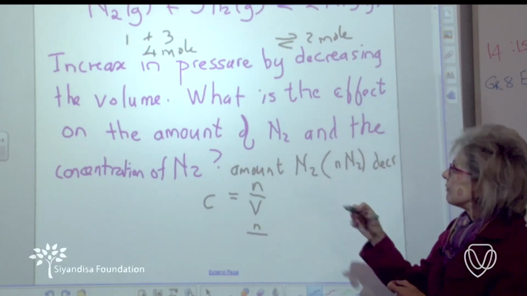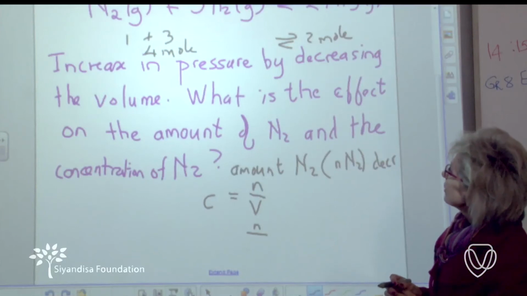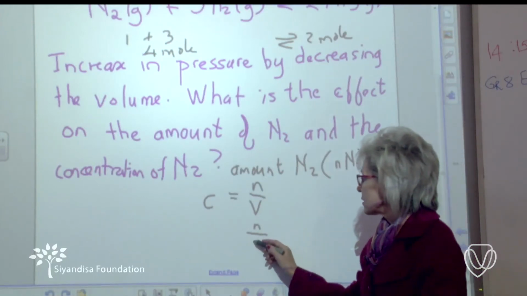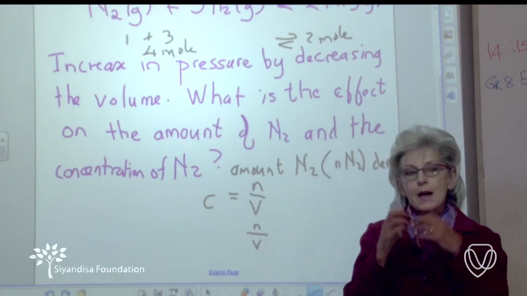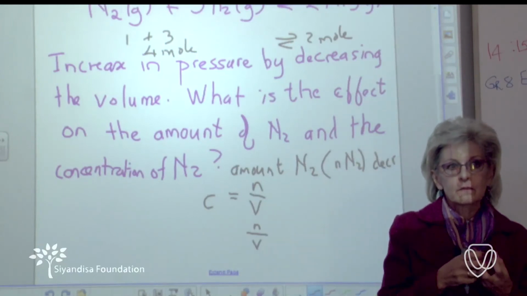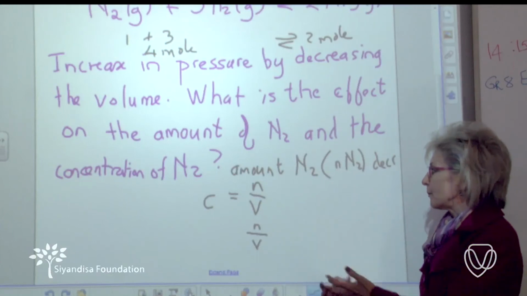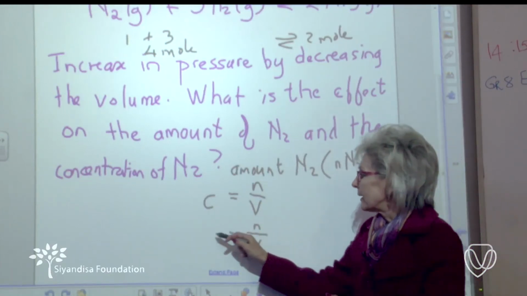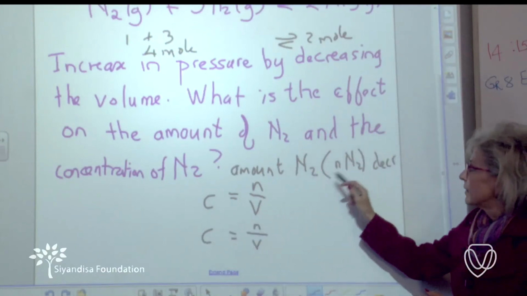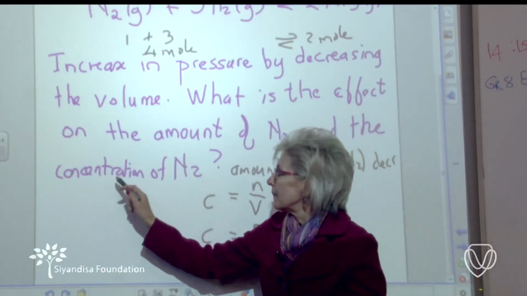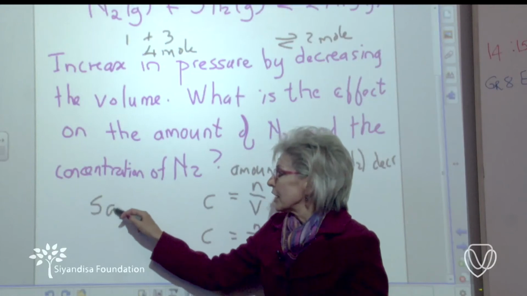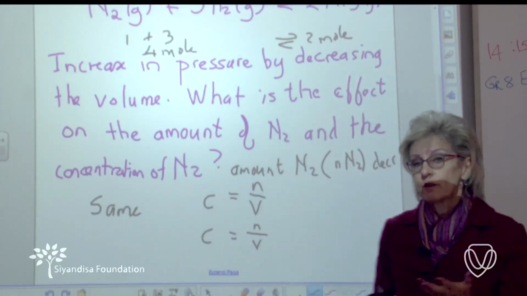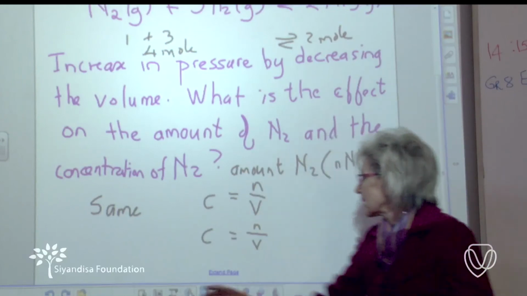But what happened to the volume? The volume was also decreased. That means V is also smaller. And the two will happen in the same proportion. And if the two happen in the same proportion, it means that n over V is still the original. So your answer for the concentration of N2 is that it's going to stay the same. Just be on the lookout for those possible questions.